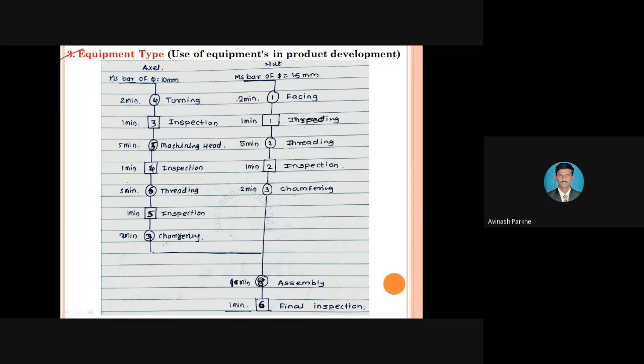So if I have to convert the raw material into finished goods, I have to perform the operation. Here I have taken one example, whatever we have discussed in the operation process chart, that is manufacturing of the axle and manufacturing of the nut. Both the components are manufactured by using a single machine only.